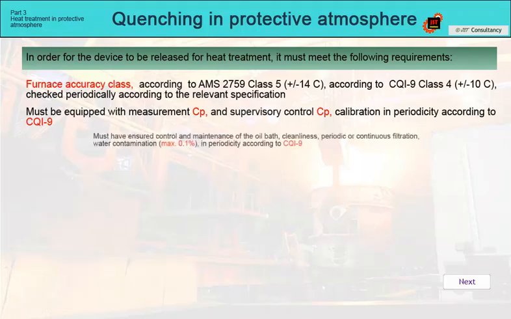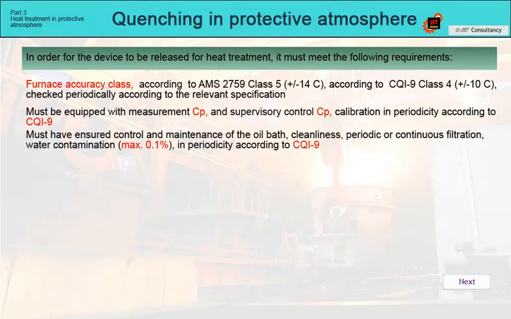Inspection and maintenance of the oil bath, its cleanliness, periodic or continuous filtration, inspection for oil contamination with water with a maximum content of 0.1% water at a frequency according to CQI 9, namely once every 6 months, must be ensured. As part of the inspection, the water content, the amount of solid impurities, viscosity, cooling capacity, acidity, and flash point should be measured. Data on the oil temperature or level control must be continuously monitored with appropriate alarms.